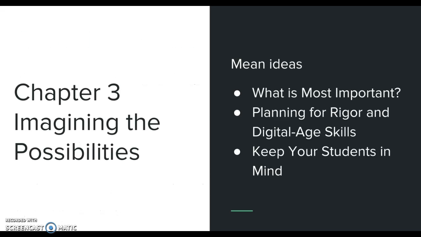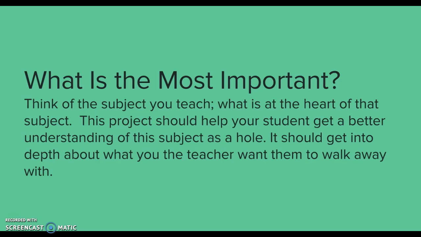So let's start with chapter 3, imagining the possibilities. The main ideas that I got from this chapter were what is most important, the planning for rigor and digital age skills, and the last one, keeping your students in mind. So what is the most important?